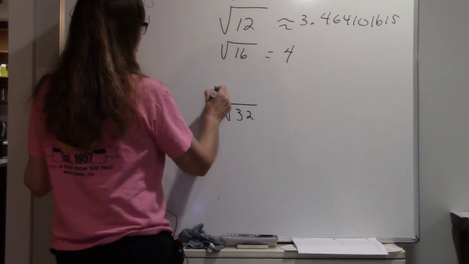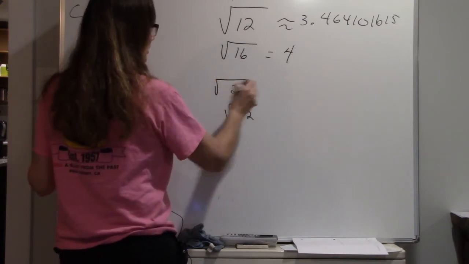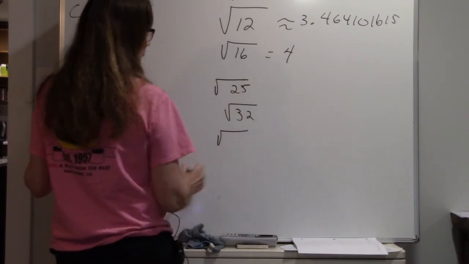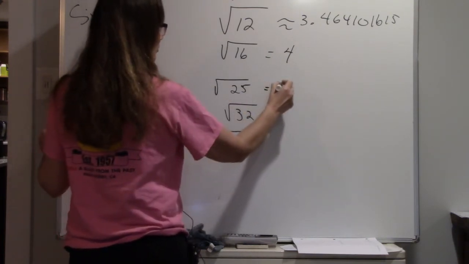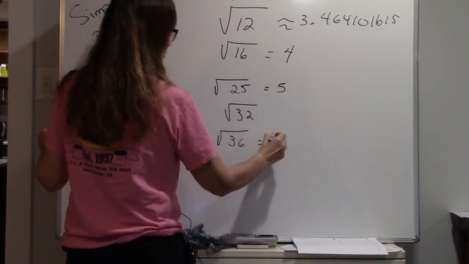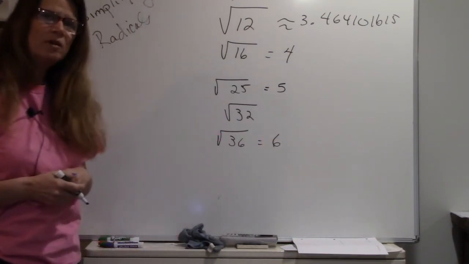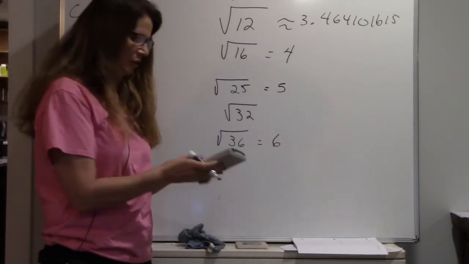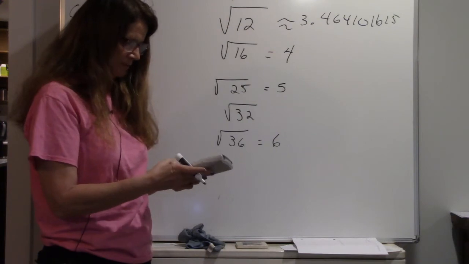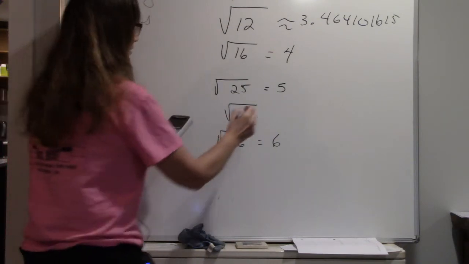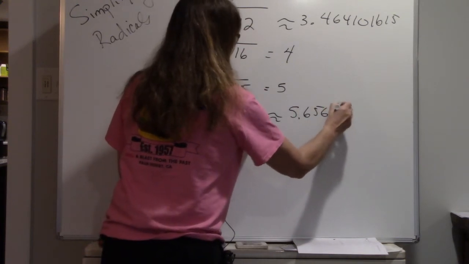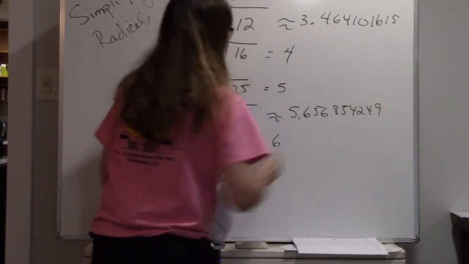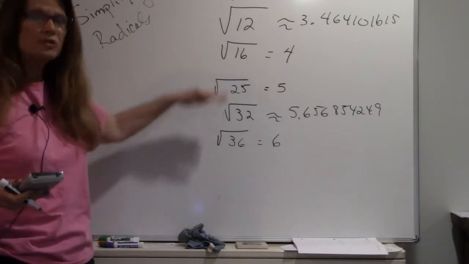Okay, so the perfect square below it is 25. The perfect square above it is 36. That means that the square root of 32 is somewhere in between 5 and 6. Now, you can go to your calculator, plug it in, and this is about 5.656854249. Okay, again, somewhere in between.